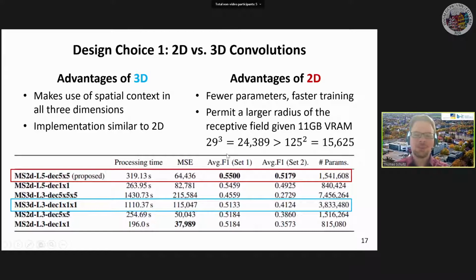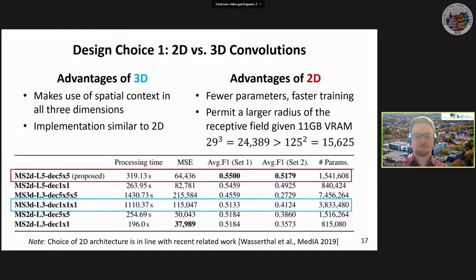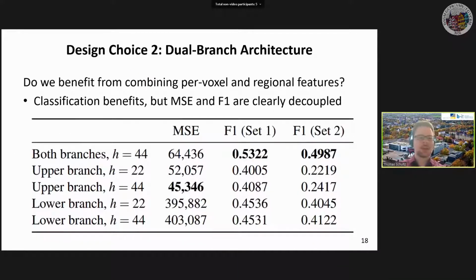And we cannot simply increase the receptive field in the 3D case to the same, to 125 cubed, due to memory limitations, because already now the number of voxels in our receptive field in the 3D case is much greater than in the 2D case. And even with 11 gigabytes of video RAM, at some point you just run out of RAM. By the way, this is also the choice that others who are processing this data with CNNs have taken. At the current state of the art, most people would use 2D architectures.